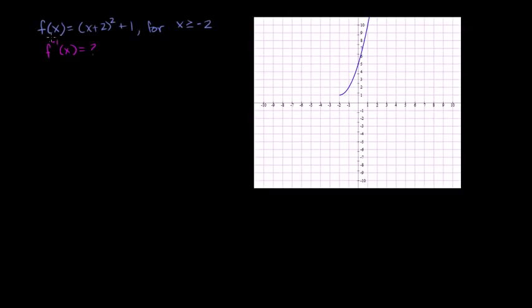We've got the function f of x is equal to (x + 2)² + 1. And we've constrained our domain so that x has to be greater than or equal to negative 2. That's where we've defined our function. And we want to find its inverse.